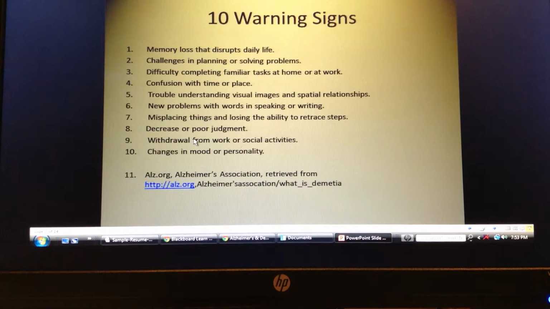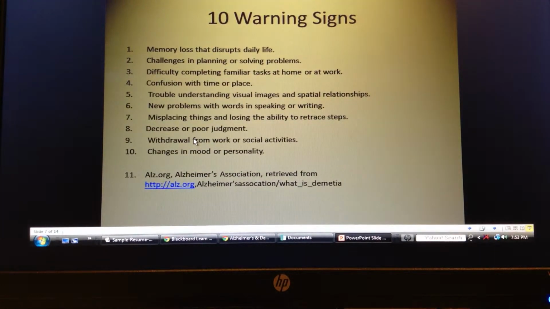Know the warning signs. Here is a list of warning signs that will be given in handouts. Number 1, memory loss that disrupts daily life. 2, challenges in planning or solving problems. 3, difficulty completing familiar tasks at home or at work. 4, confusion with time or place. 5, trouble understanding visual images and spatial relationships.